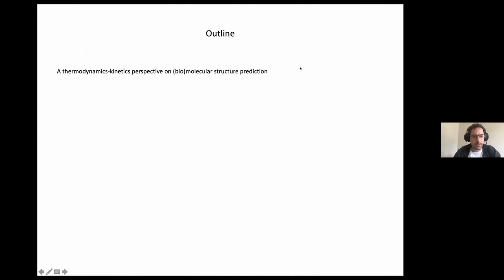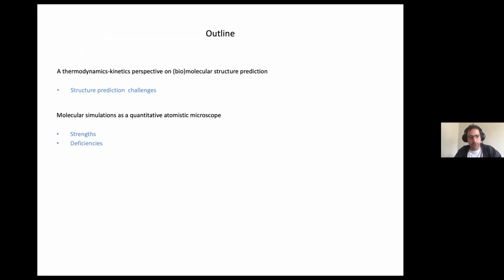I reach this part, I will start with an outline of the presentation. In the beginning, I'm going to talk about the thermodynamics and the kinetics perspective on biomolecular structure prediction. I will talk a bit about, from the structure prediction point of view, what the challenges are, and also how molecular simulations can be used as a quantitative atomistic microscope.